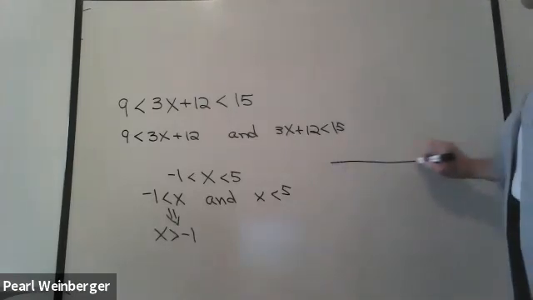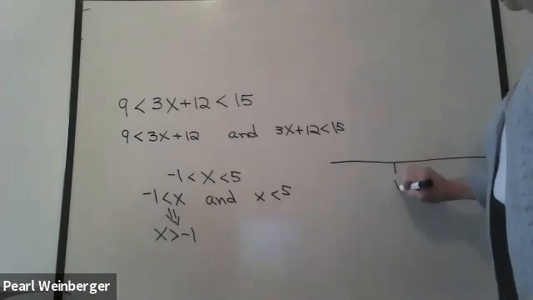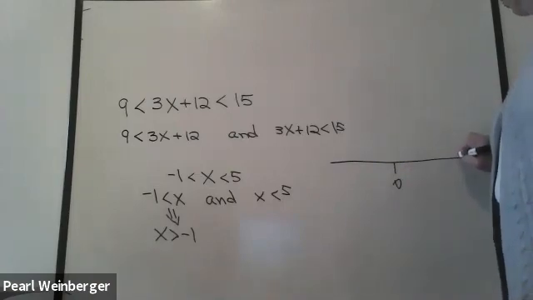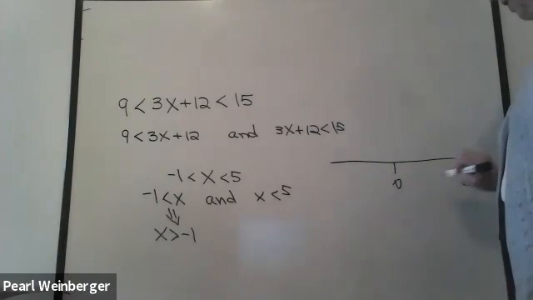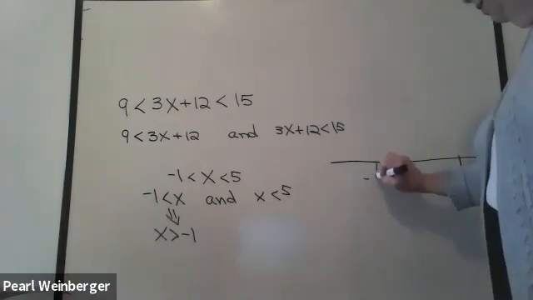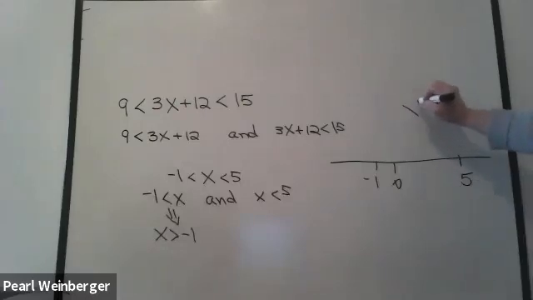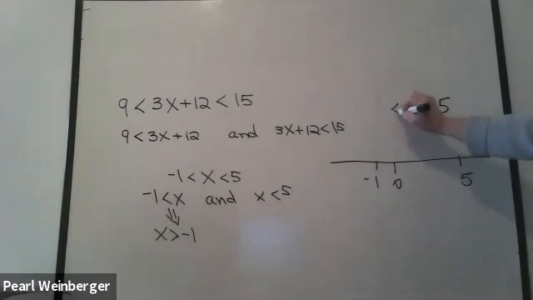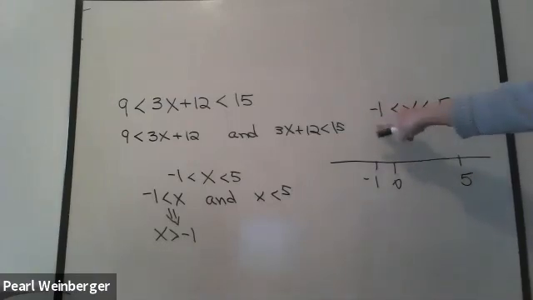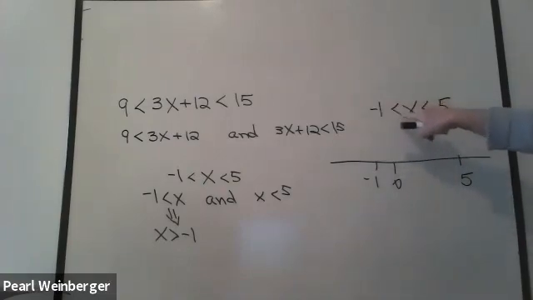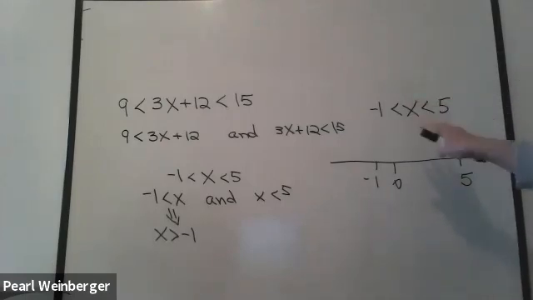Here's my number line again. Here's my 0. Here's 5. Here's -1. Of course, all the other numbers. We're trying to graph x less than 5 and x greater than -1. In other words, -1 less than x less than 5. We want to graph this on the number line.